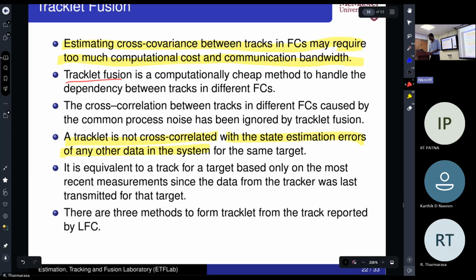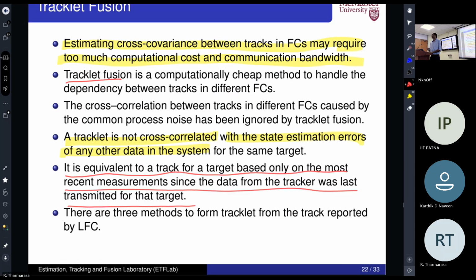And this, please read this. So this is what I was repeating. It is equivalent to a track for a target based only on the most recent measurements since the data from the tracker was last transmitted for that particular target.